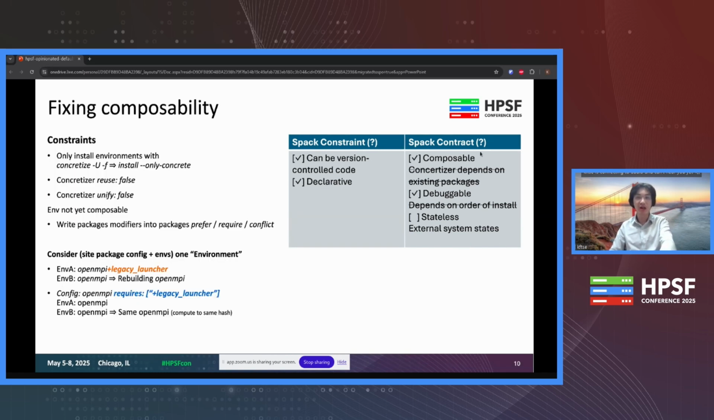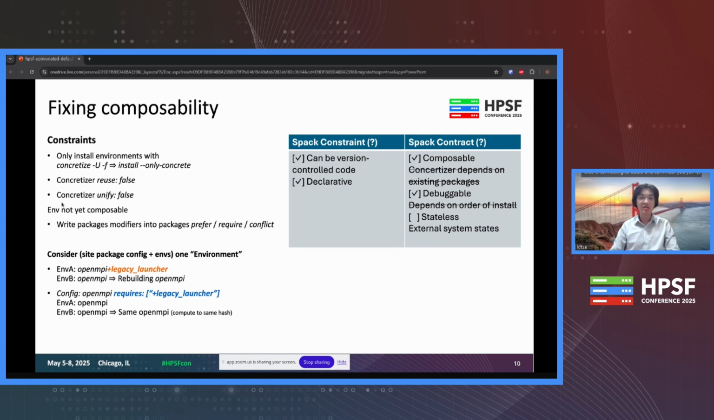We also borrow some ideas: we try to mimic the Xcode paradigm. So we take the configuration and the Spack environment. We only install the environment with -u -f and then install only concrete. So it becomes a two-step process: fresh concretization and then install. And we always disable reuse and unify.